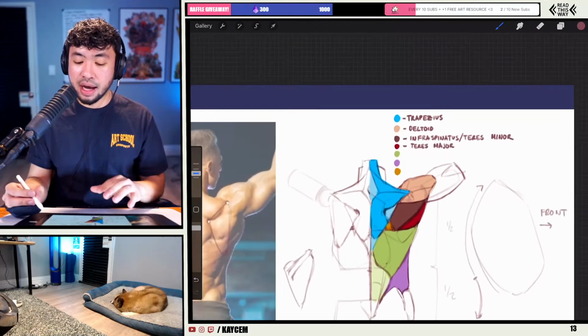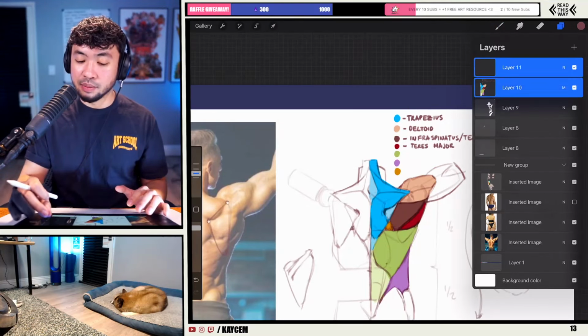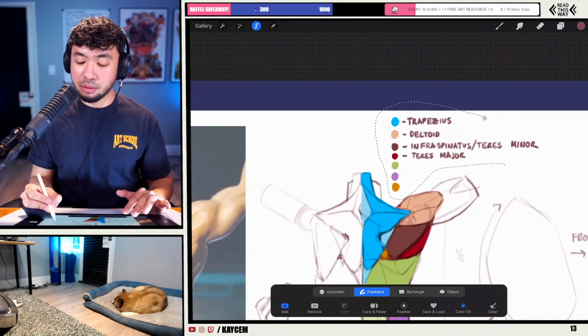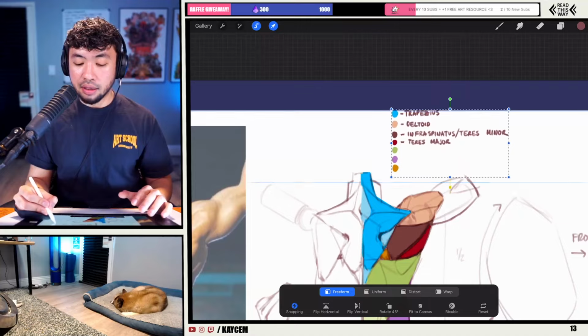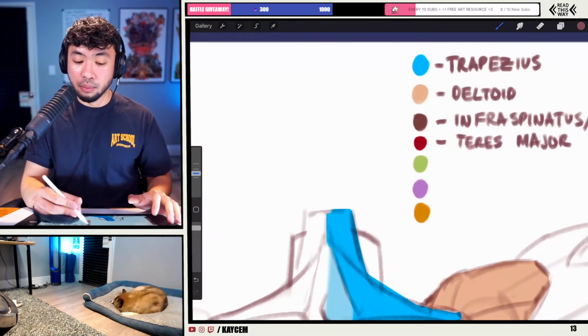This is why I always tell you guys diagrams kind of suck sometimes, because the diagrams only tell you about the names and the positions, but they don't tell you anything about the volume, the structure, and how to draw them and see them from different angles, which I think is what's really more important.